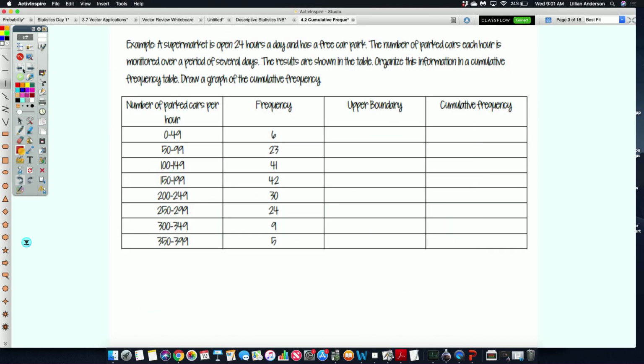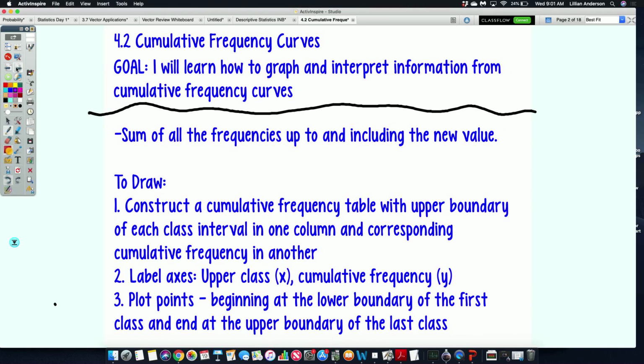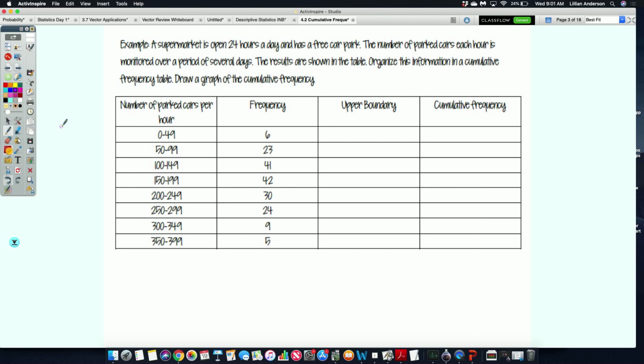When we look at this example, it says a supermarket is open 24 hours a day and has a free car park. The number of parked cars each hour is monitored over a period of several days. The results are shown in the table below, and we're going to organize this information into a cumulative frequency table and draw the graph. In order to get our cumulative frequency curve, we need to know what our upper boundaries are, because those are going to be the x coordinates of all the points that we plot.